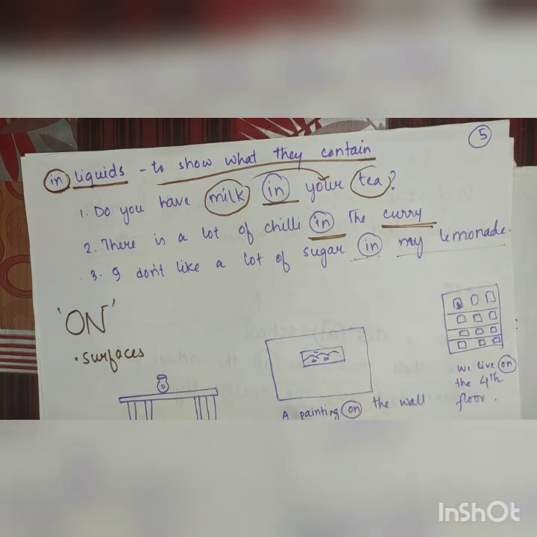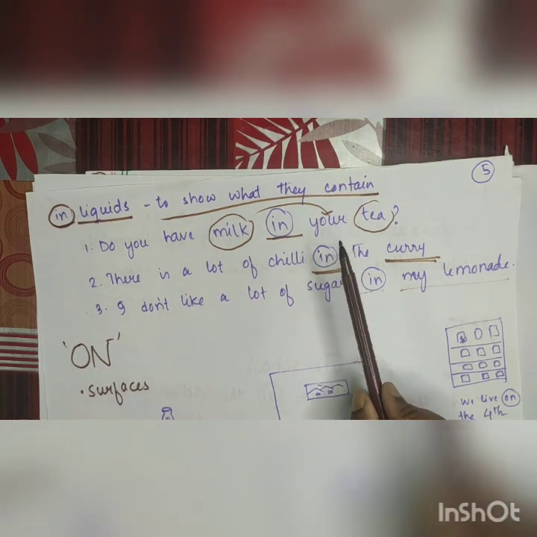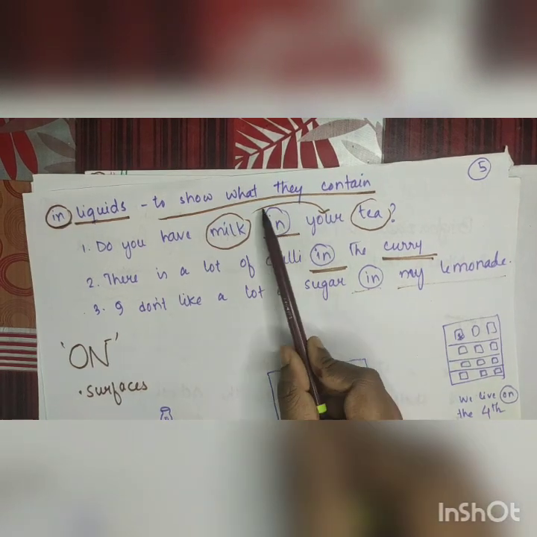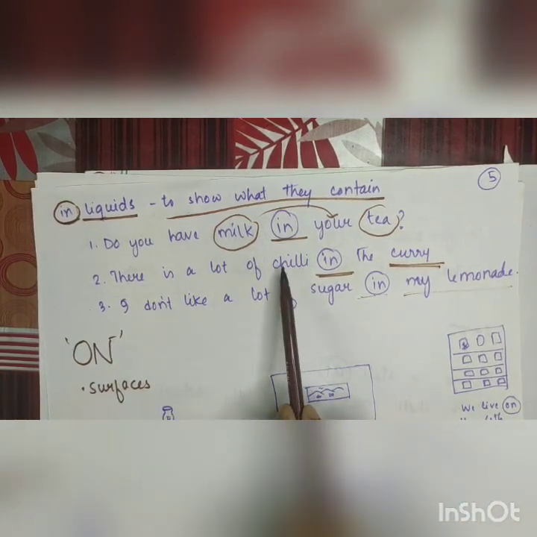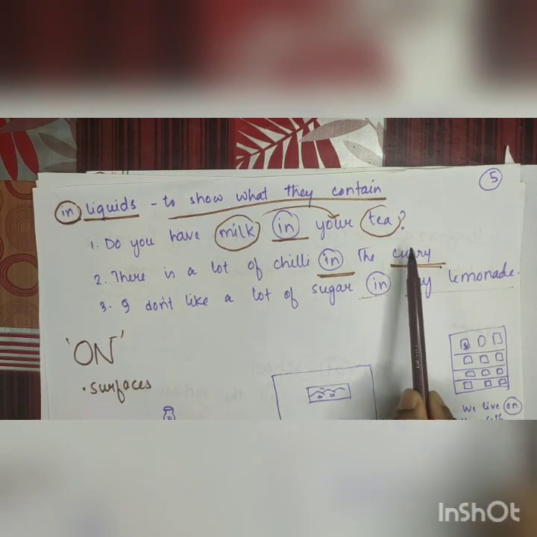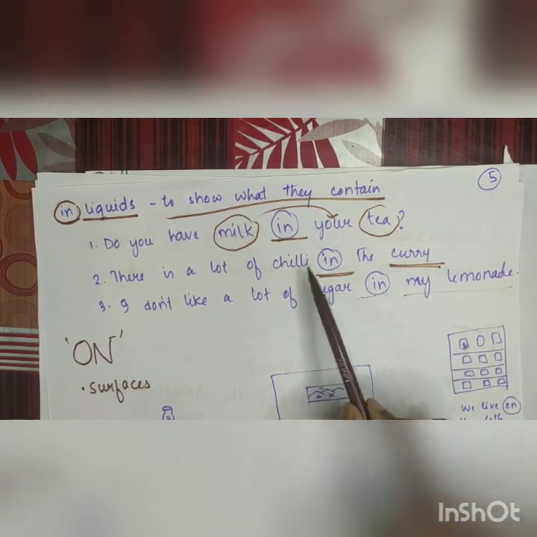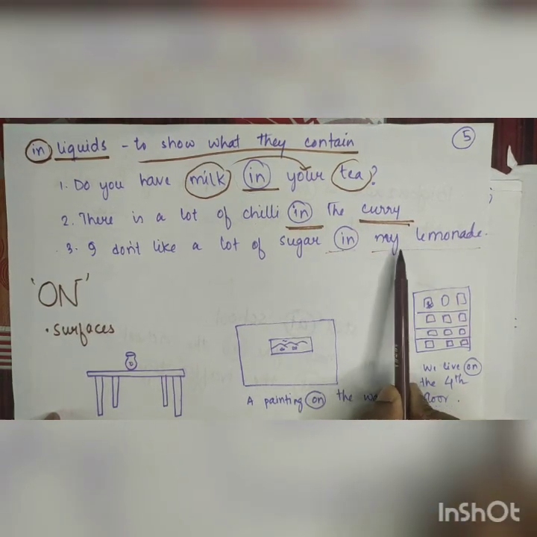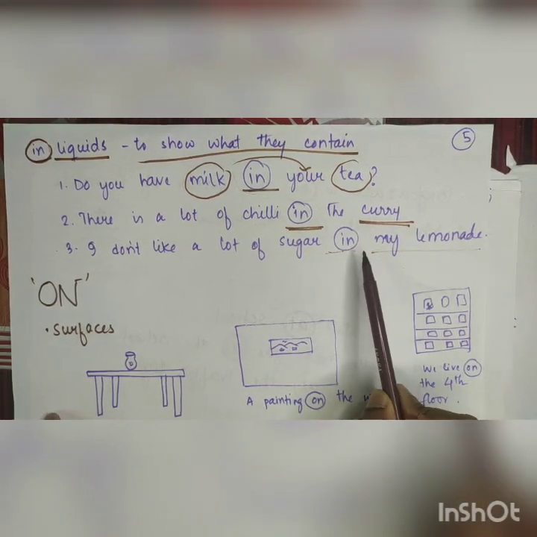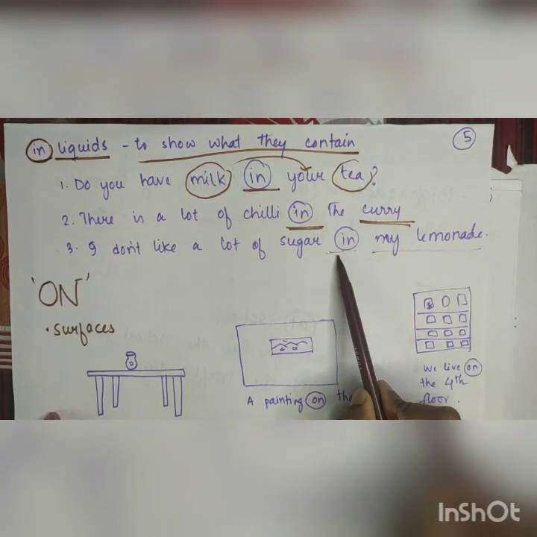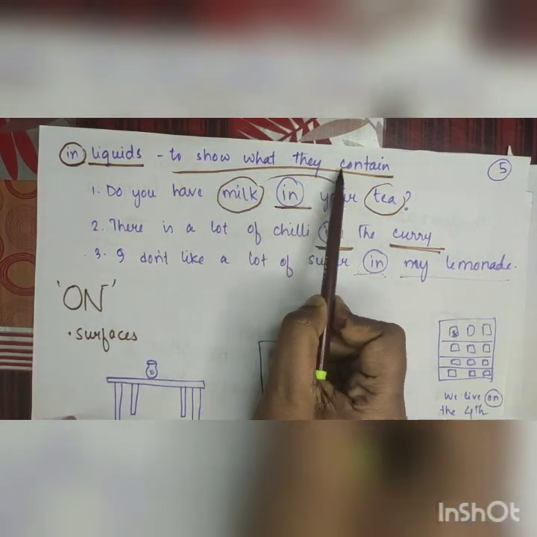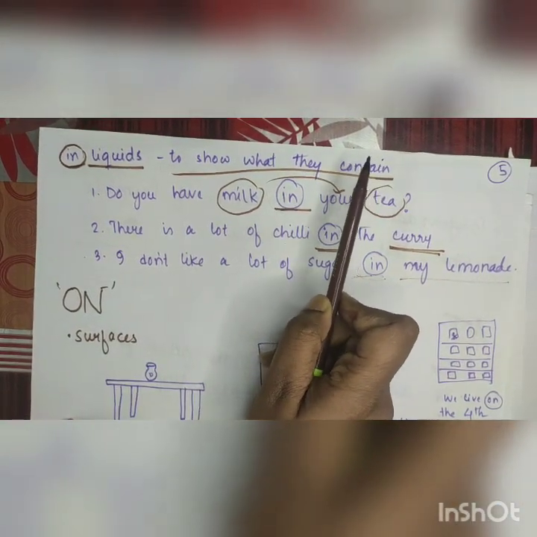One thing that you notice here is that, see, when you mix milk in tea, you cannot separate it out. Okay, and here we are using in. You have already put a lot of chili in the curry and you cannot separate the chili out of it. Here we are using in. Also, I do not like a lot of sugar in my lemonade. When you make a lemonade, you cannot separate the sugar, right? That's why you are using in here. So, in is used with liquids to show what they contain. Is that clear on your part?